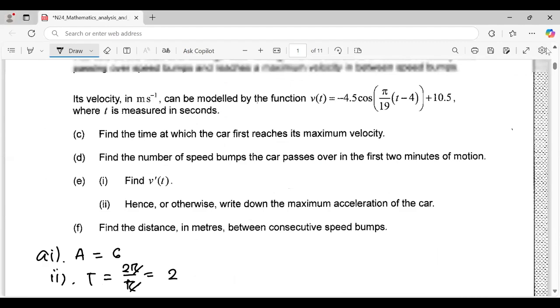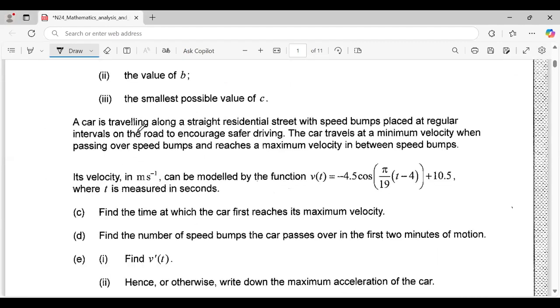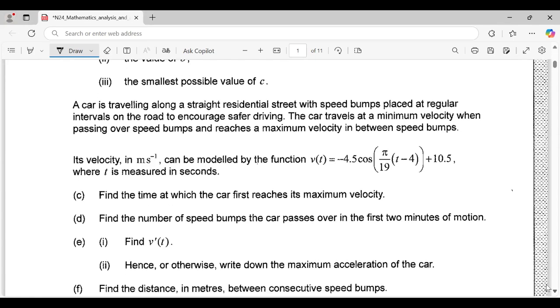Next. A car is traveling along a straight residential street with speed bumps placed at regular intervals on the road to encourage safer driving. The car travels at a minimum velocity when passing over speed bumps and reaches a maximum velocity in between speed bumps. Its velocity, in meters per second, can be modeled by the function. This is the function, where t is measured in seconds. Find the time at which the car first reaches the maximum velocity.